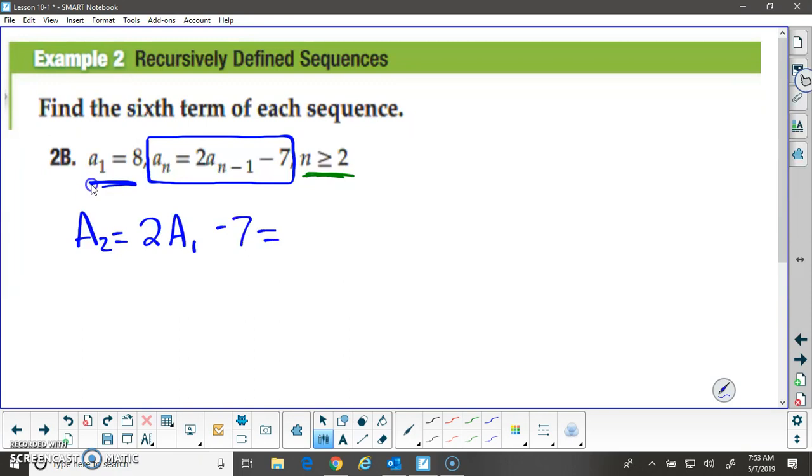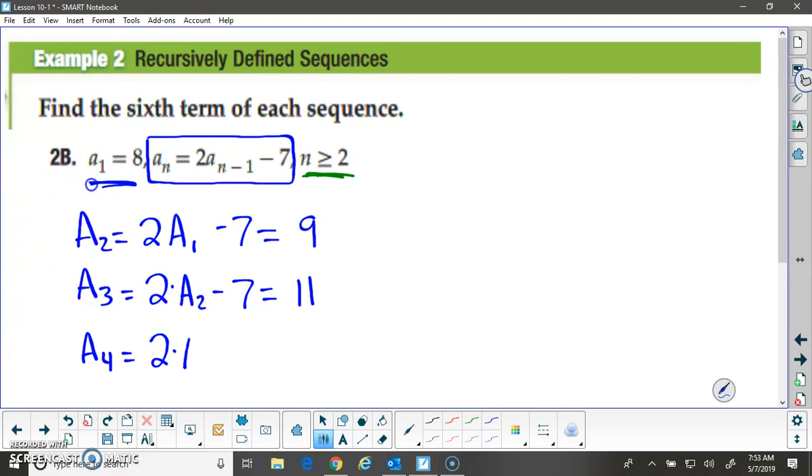So 2 times 8 is 16. 16 minus 7 gives us a 9. To find the third term, we're going to take 2 times the second term and then subtract 7. So 2 times 9 is 18. 18 minus 7 gives us 11. And we have to find the fourth term by taking 2 times the third term and then subtracting 7. So 2 times 11 is 22. 22 minus 7 gives us 15.